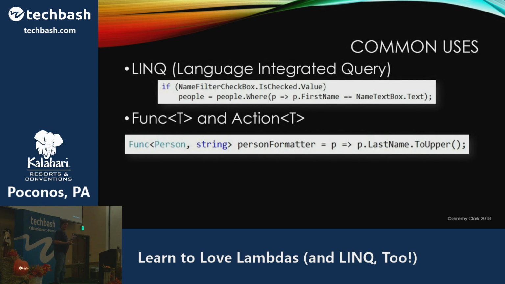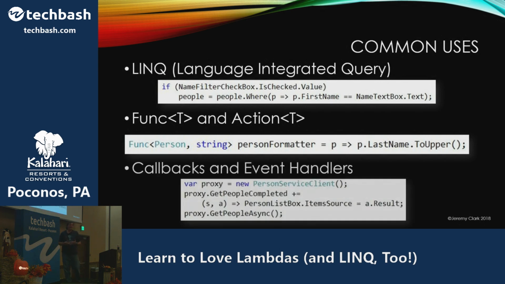And we look at this one and we say, okay, I can figure out what this is doing. It's taking the last name property and uppercasing it. That's not too complicated, but again, what is this P and where does it come from? I don't know. Another place we can use them is with callbacks and event handlers.